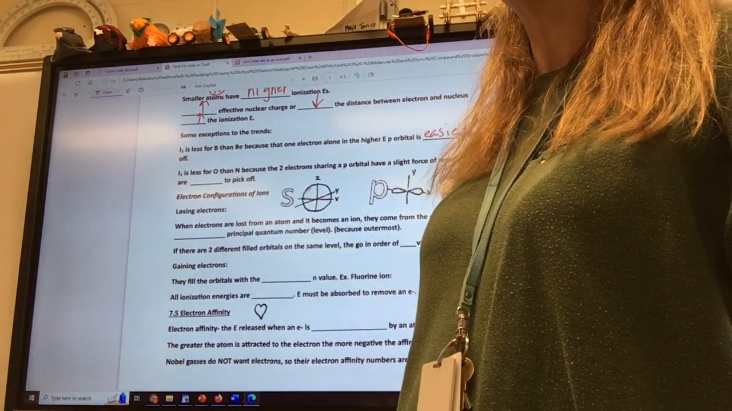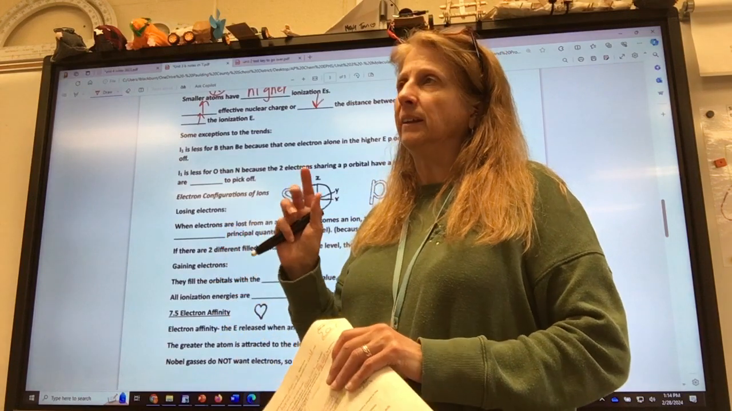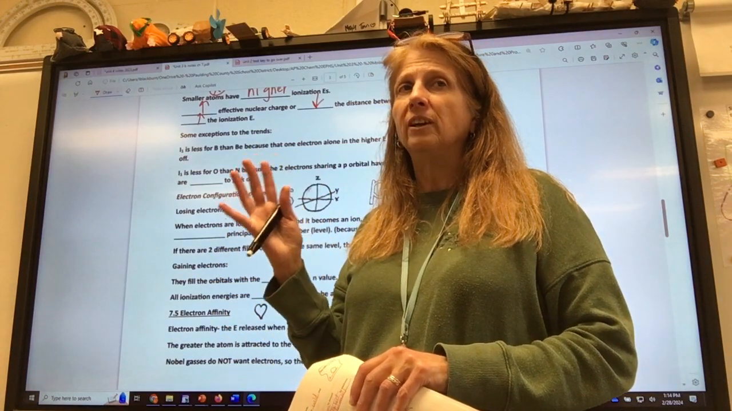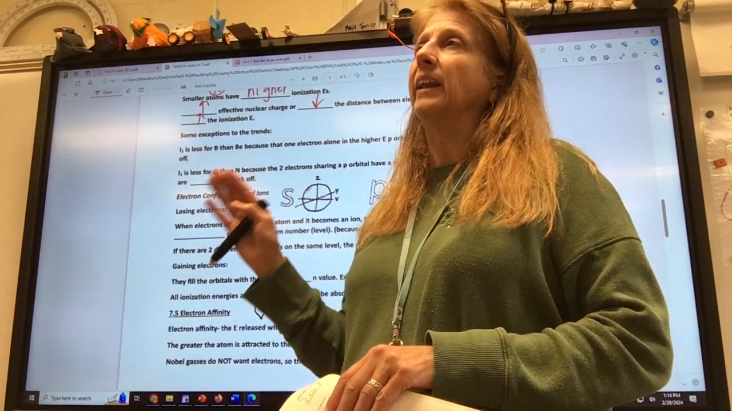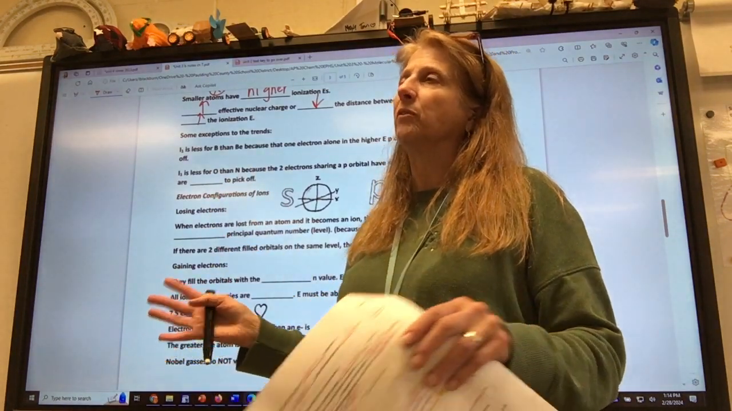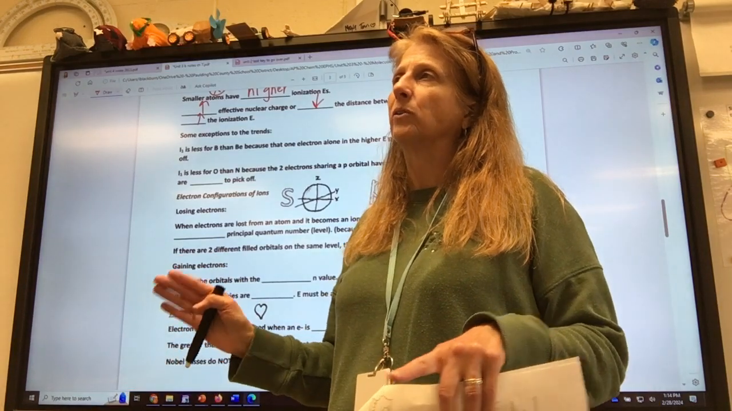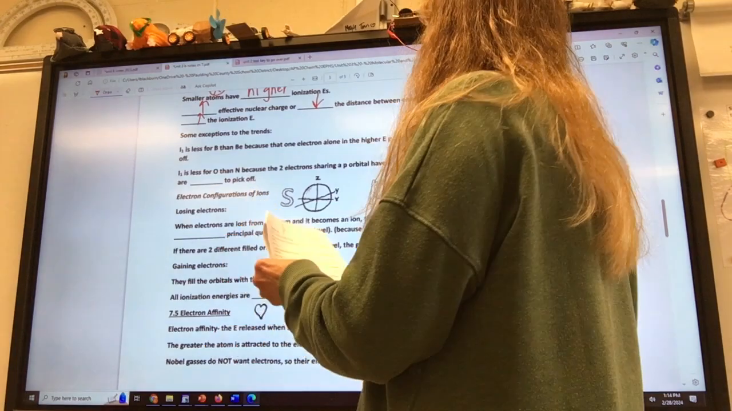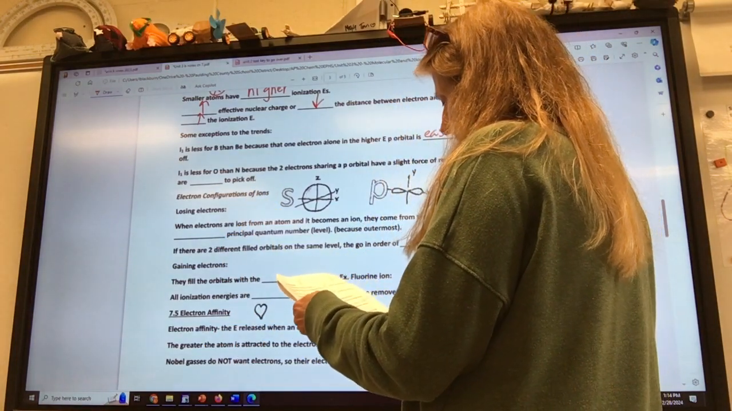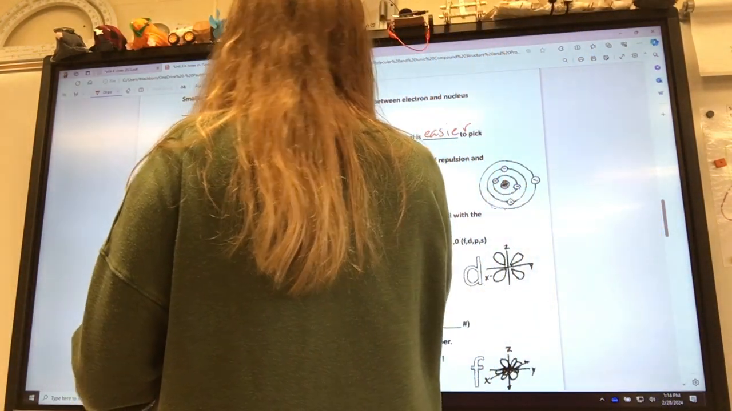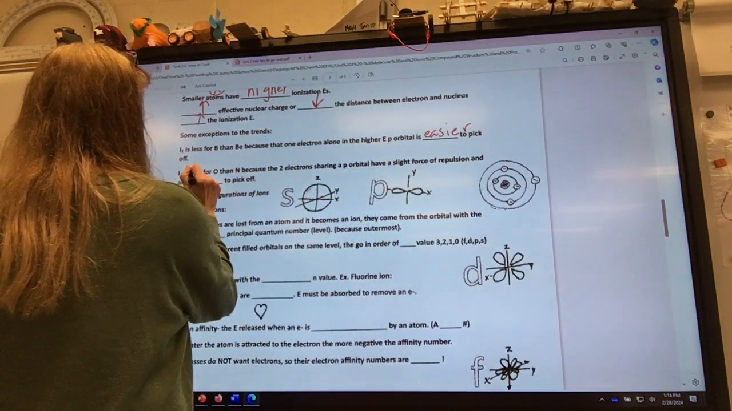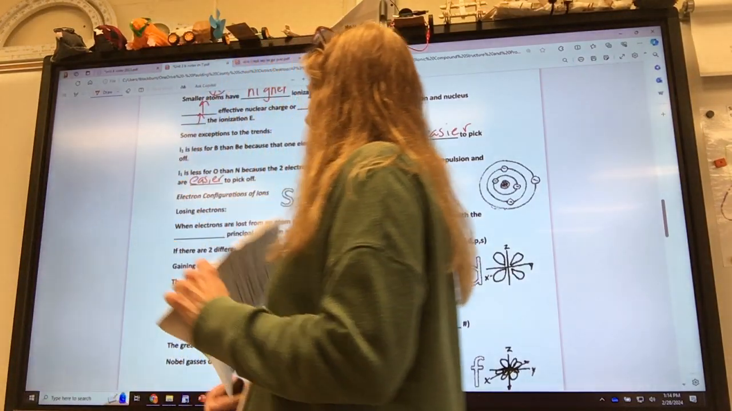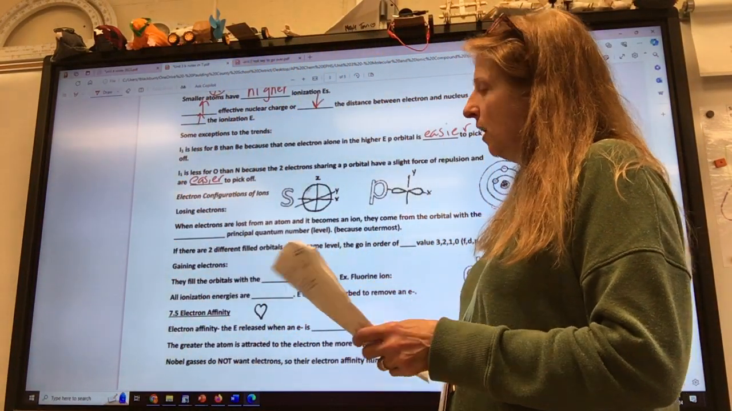And you can also think of it this way. Remember when I told you that they like full or half full better than a mishmash? Really it's going back to that again. Nitrogen is more comfortable with its half full p orbital than oxygen with its mishmash. Do you follow that one? Okay. And therefore it's easier to pick off. Easier to pick off.